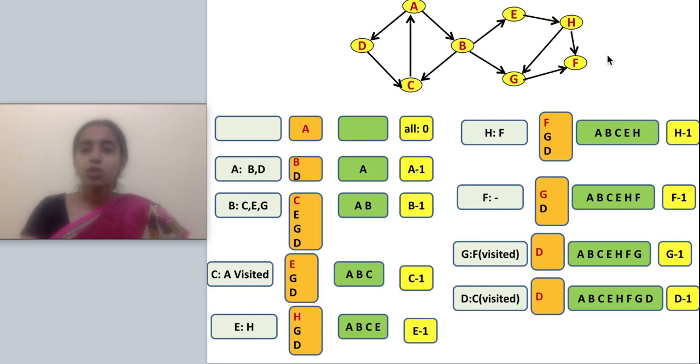No initial node or source node is given, so I am starting with the alphabetical order, A. Initially I am inserting A into the stack. Now I want to pop it, and I am marking A as visited.